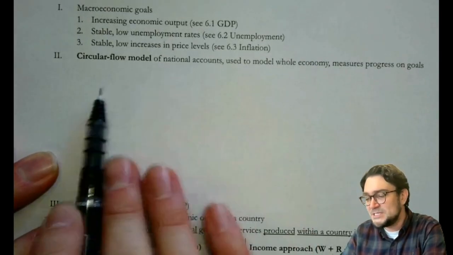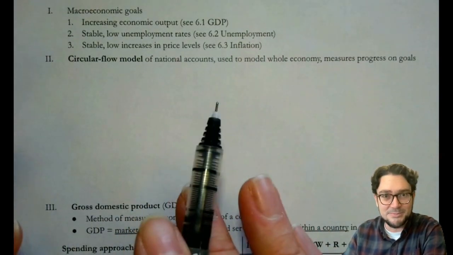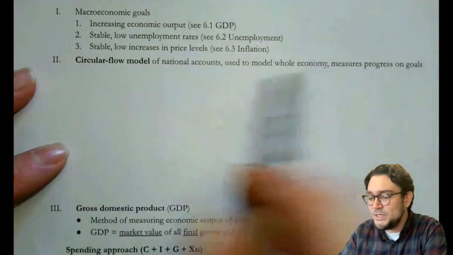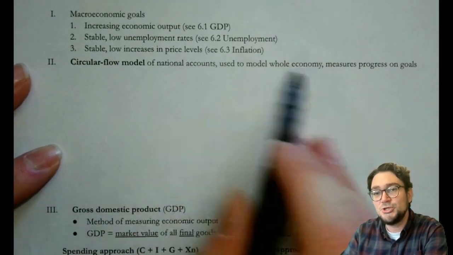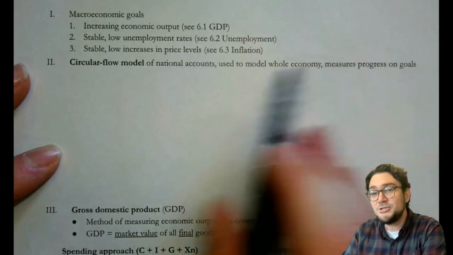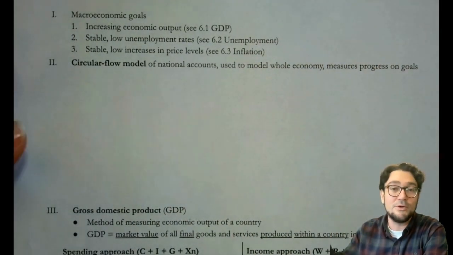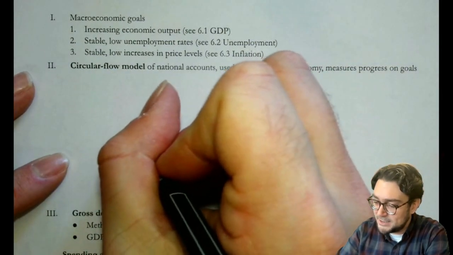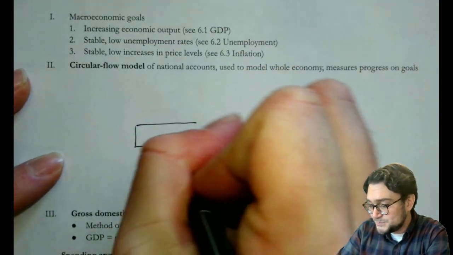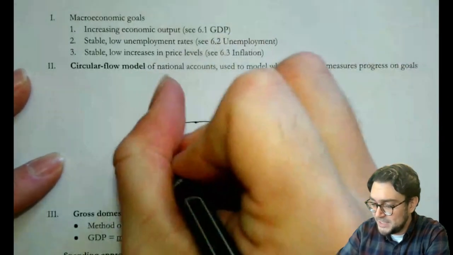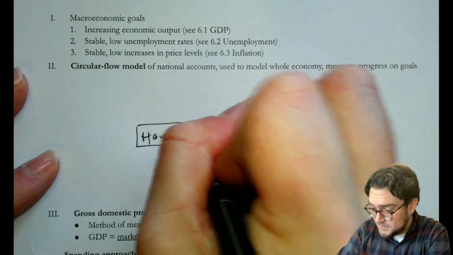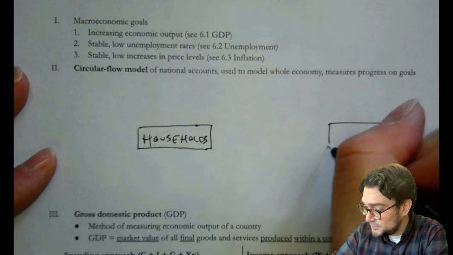Circular flow model. This is really the way I'm going to introduce you to the concept of GDP. It's another economic model. What we use the circular flow to do is to show the entire economy, and we can actually use it to measure how well we're doing on our economic goals. In the most simple model of an economy, you have two groups. You have households, that's people like you and me, and then you have firms.